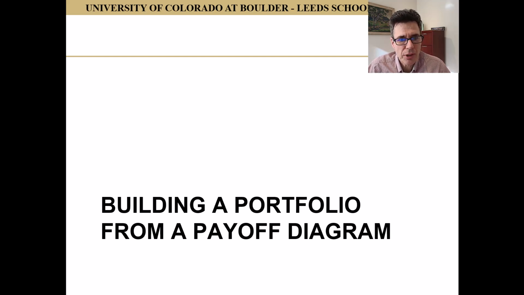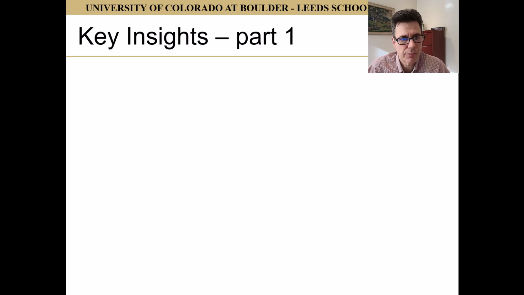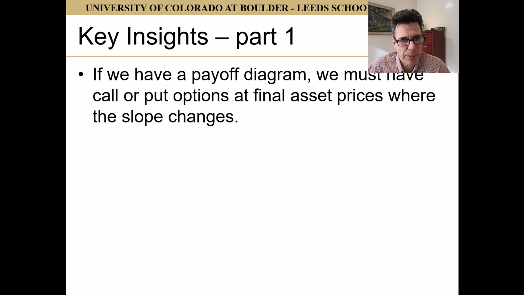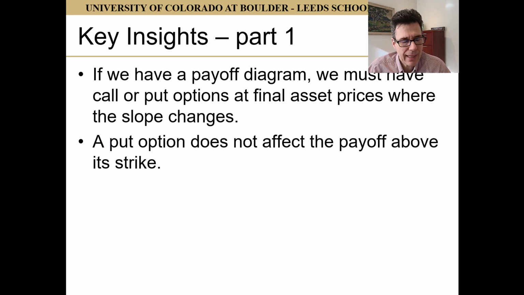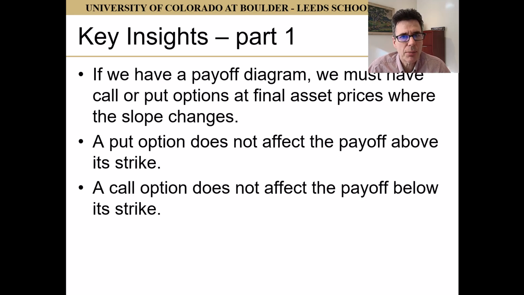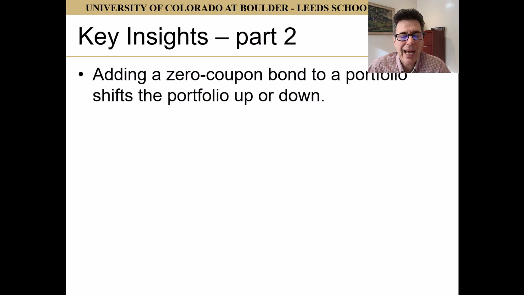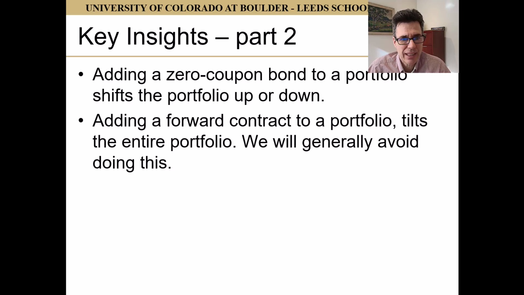Next, we're going to look at building a portfolio from a payoff diagram. Again, key insights. If we have a payoff diagram, we must have call or put options at final asset prices where the slope changes. Second, a put option does not affect the payoff above its strike, and a call option does not affect the payoff below its strike. Adding a 0 coupon bond to a portfolio shifts the entire payoff up or down. Adding a forward contract to a portfolio tilts the entire payoff.